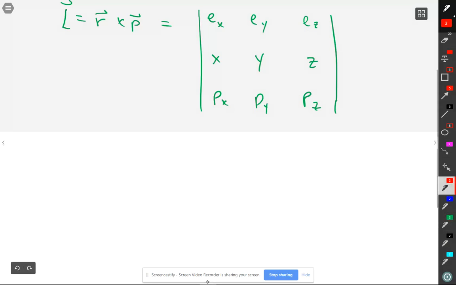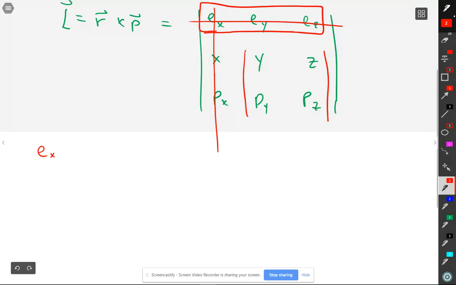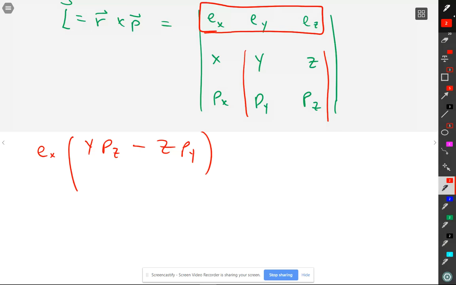So you always choose this row. And so you take the first element, E sub x, and then multiply by the determinant of its co-matrix, which is the matrix you get if you take out the row and column you're in. And so I'm going to do that each time and then erase so I can continue on. So E x times that determinant, which is going to be y p z minus z p y. Now, it's important to note that you're going this direction with a plus sign and then this direction with the minus sign.